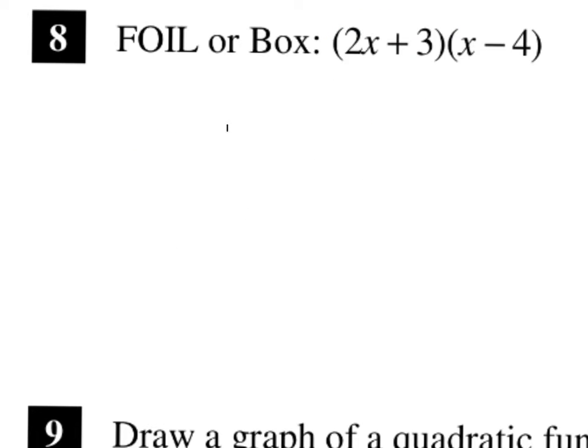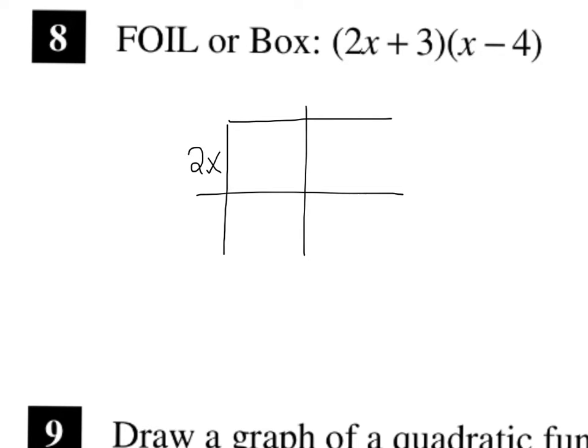I'll do number 8 by the box method. So I'm going to draw a box that's 2 by 2. I'll put 2x and positive 3 on the side, and I'll put x and negative 4 on the top. Now we go through and multiply.